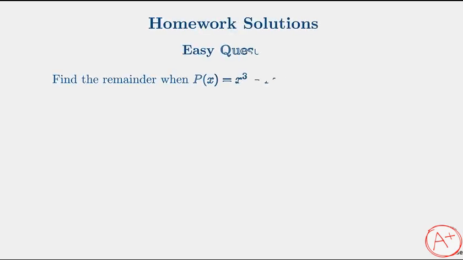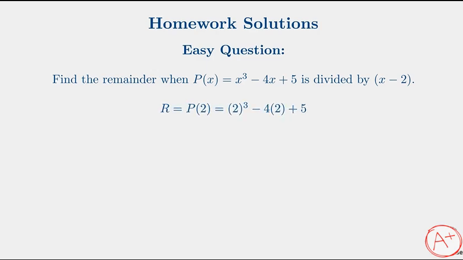For the easy question, we need to find the remainder when p of x equals x cubed minus 4x plus 5 is divided by x minus 2. For this question, we substitute x equals 2 into the polynomial. Calculating this gives 8 minus 8 plus 5. So the remainder is 5.